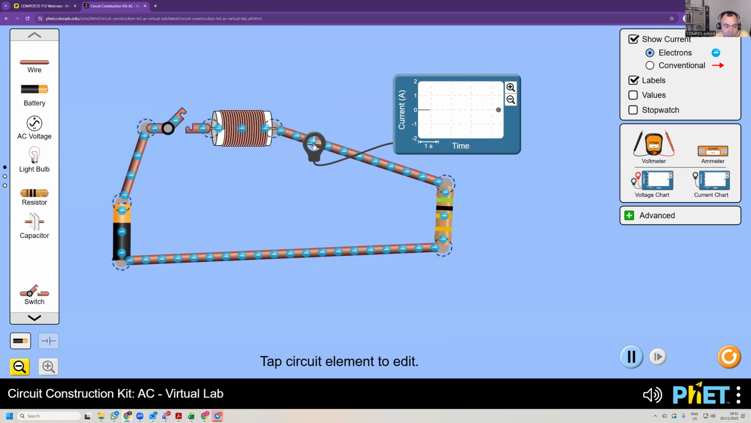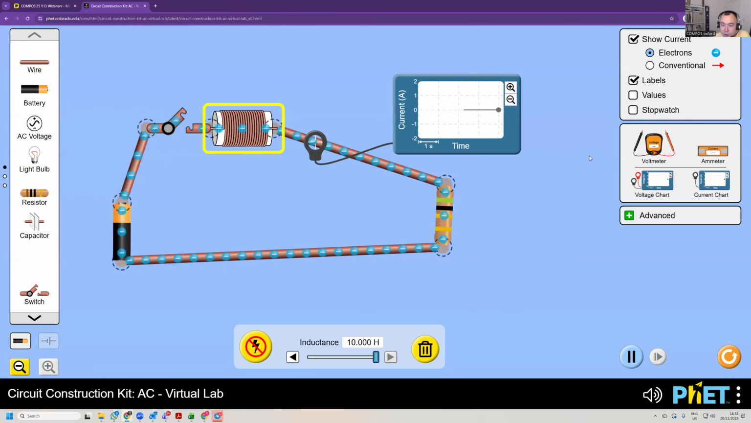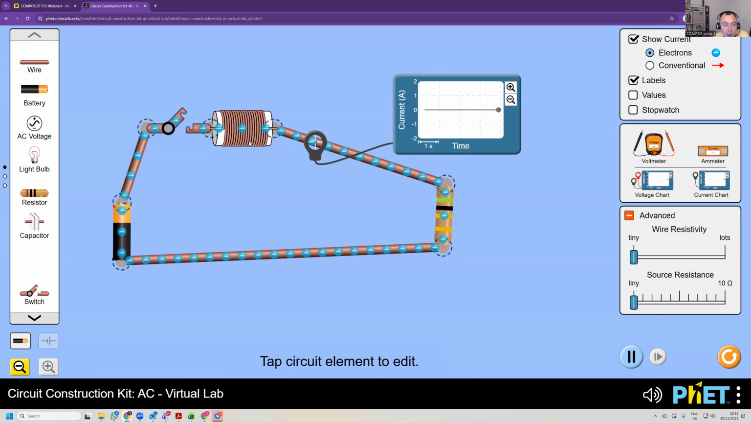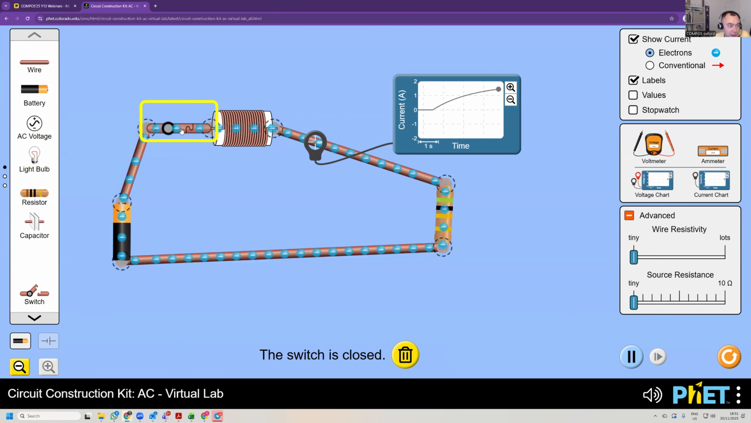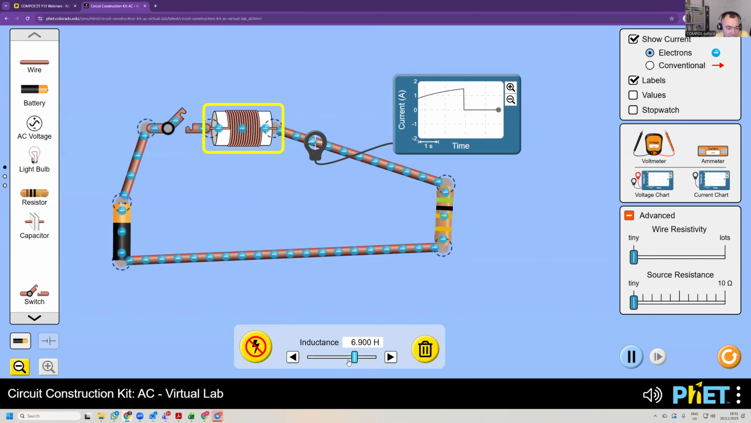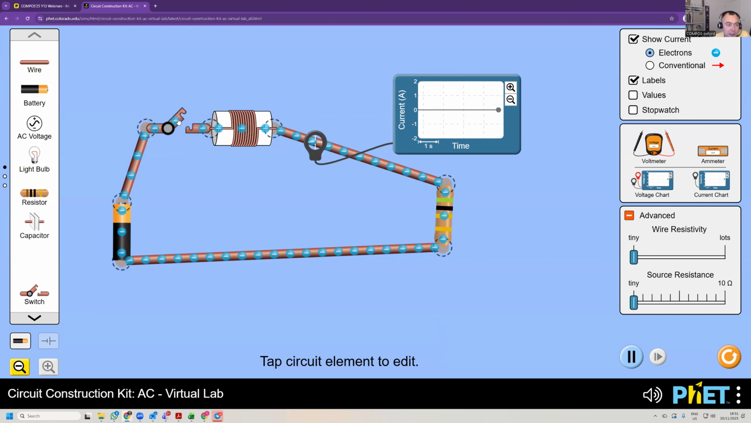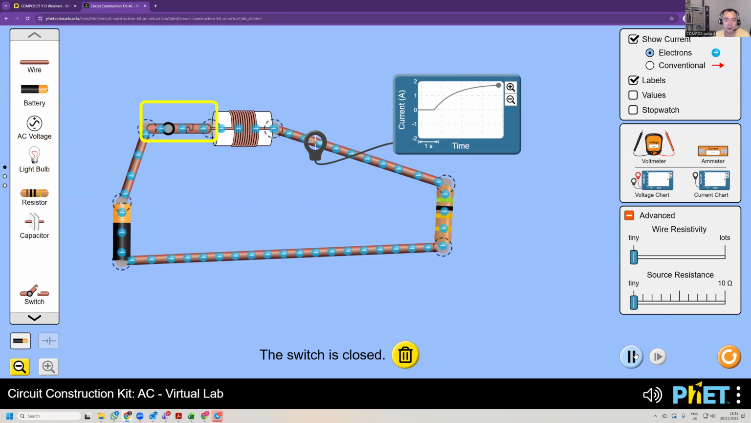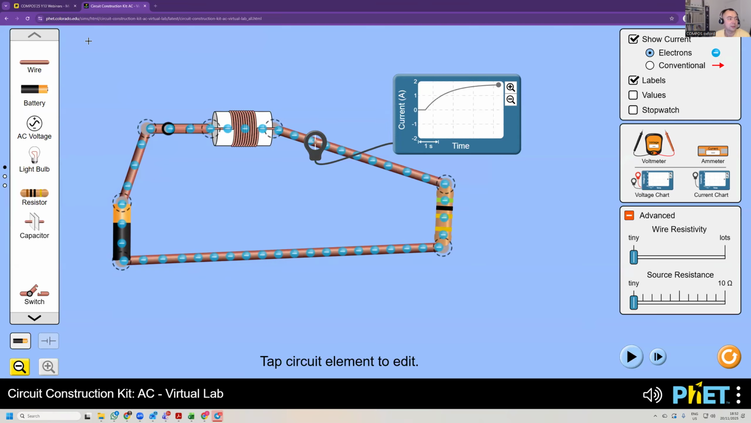But if you add a coil with no resistance, by the way, there's no resistance in the coil, it is just a magnetic field which slows down the buildup of current. Watch again what happens. The current builds up slowly. Okay, I'll reduce the inductance because it's just too slow. Let's make it 5. Okay. Once again, 3, 2, 1, go. And you can see that the current builds up slowly.